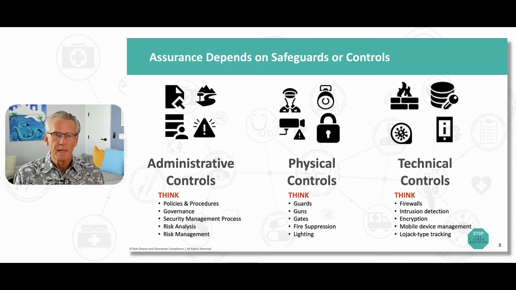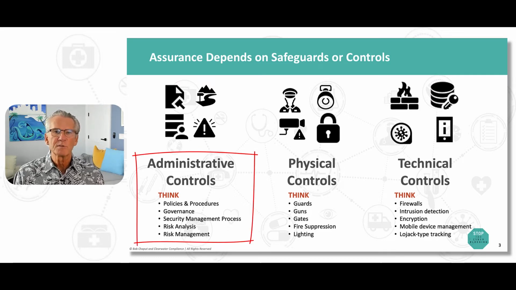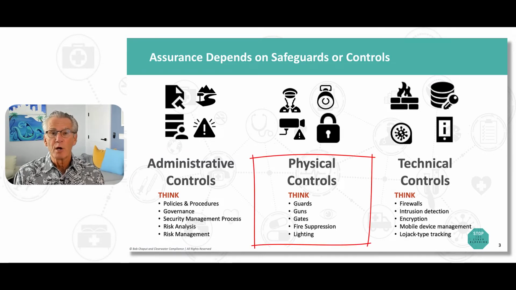Here's how HIPAA happens to categorize controls, and most control frameworks are very similar to this. There are administrative controls, physical controls, and technical controls. When it comes to administrative controls, think about things like policies and procedures and governance, your security management process, risk analysis, risk management, your business continuity plan, and things along those lines. The second category is physical controls. Think about guns, guards, gates, lighting, fences, etc. that would inhibit an attacker.